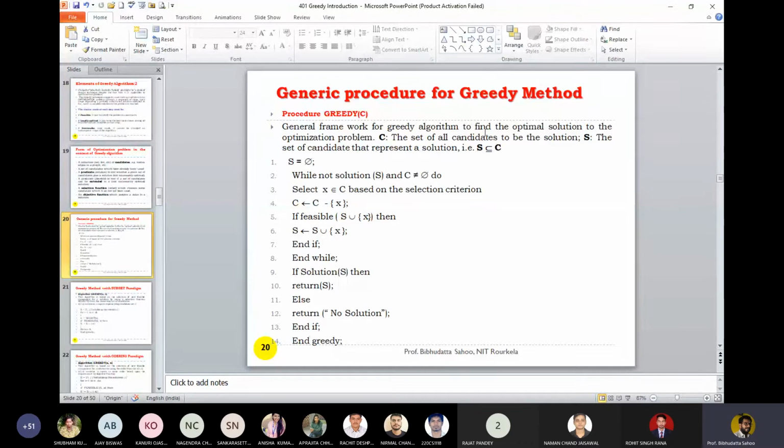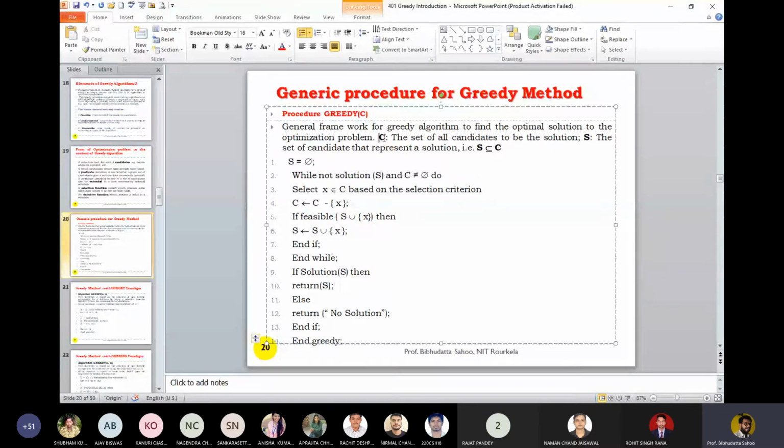You have to find the optimal solution to the optimization problem. The set of all candidate solutions from which selection has to be made is represented by C. That means C is the set out of which you have to select. Maybe C is something similar to the set of all edges. Let us say I am finding a minimum spanning tree.